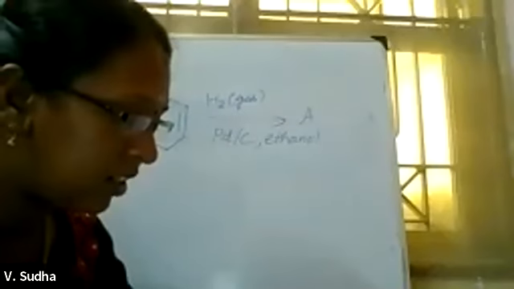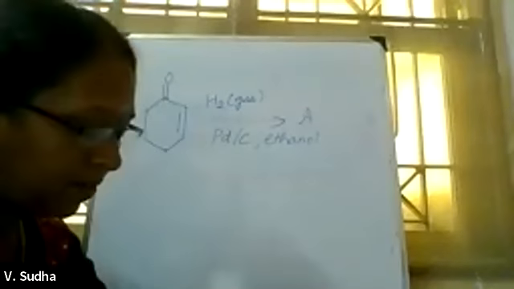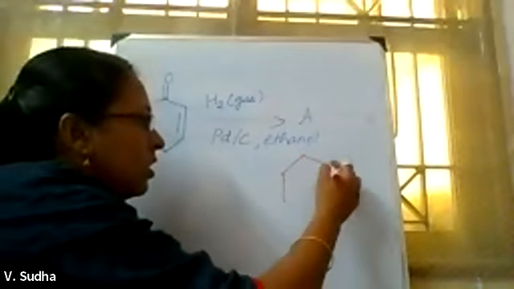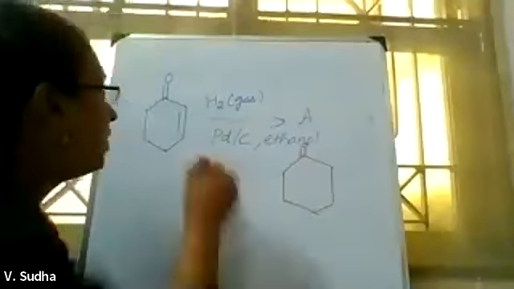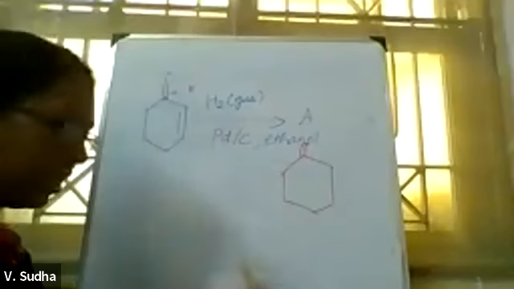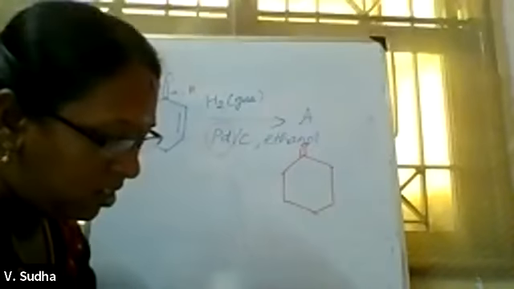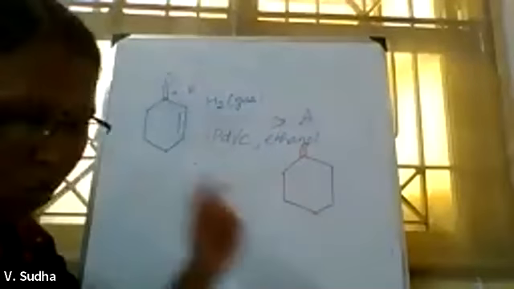Undergo hydrogenation reaction. Here it happens at the carbon-carbon double bond. So you will be getting an alpha, beta unsaturated compound in presence of palladium catalyst will give you cyclohexanone.